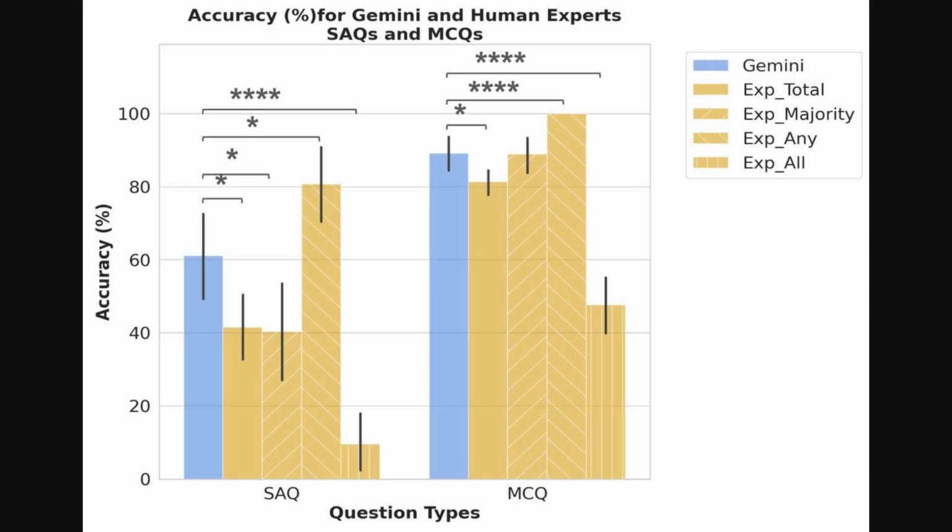So this figure compares the Gemini LLM's performance against human experts on two question types: short answer questions, or SAQs, and multiple choice questions, or MCQs. We see Gemini achieves roughly 60% accuracy on SAQs and almost 90% on MCQs. Interestingly, Gemini outperforms the experts in most scenarios, except when any expert got the answer right, and when all experts agreed. This reinforces the potential of LLMs while highlighting the complexity of these diagnoses, even for seasoned professionals.